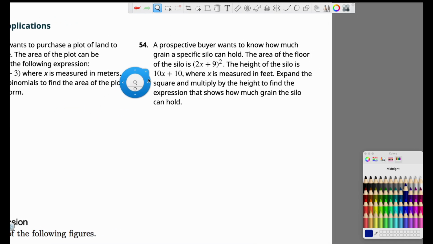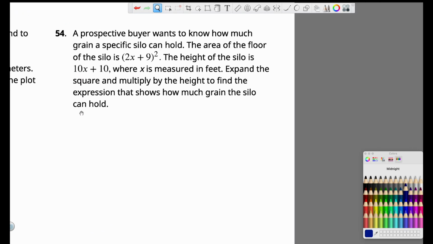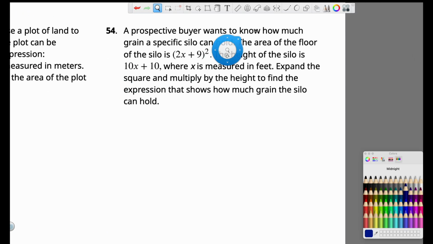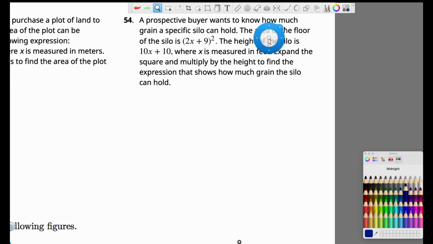I'll do 54 here. Okay, so a prospector buyer wants to know how much grain a specific silo can hold. The area of the floor of the silo is 2x plus 9 squared. The height is 10x plus 10. All right, so we have the area of the silo has a base of, they're saying, 2x plus 9.